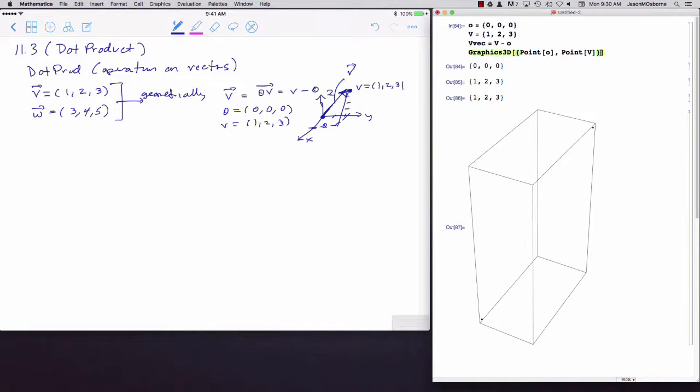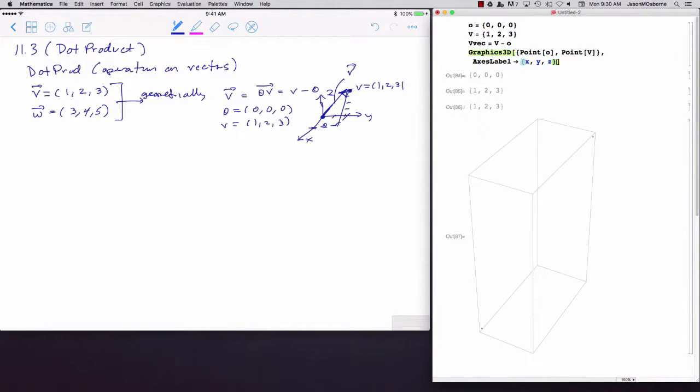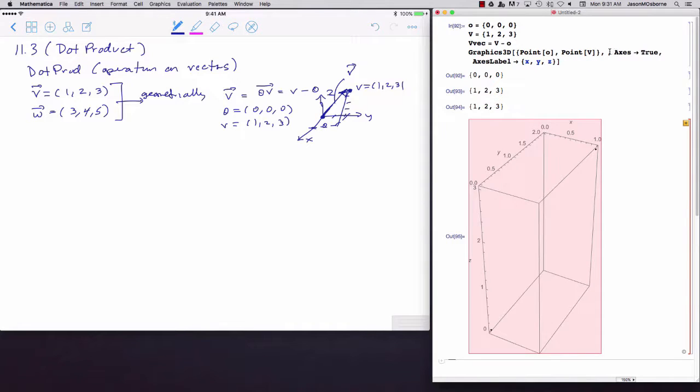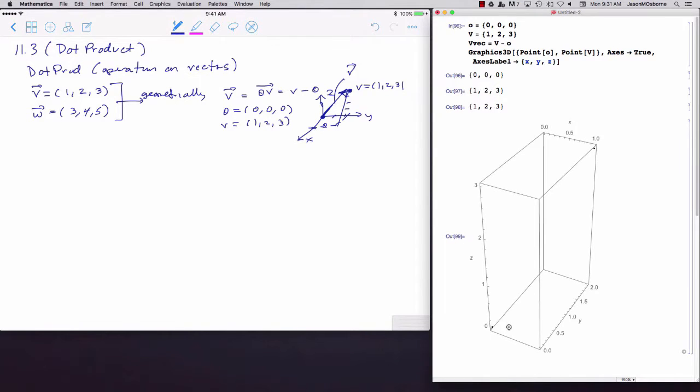Okay, and if you need, you can include AxesLabel goes to XYZ so we can see. Axes goes to true. Alright, hold up. There we go. So you've got to put some axes and then put the labels on it. Okay, so here are 2 points, our point O and our point V.